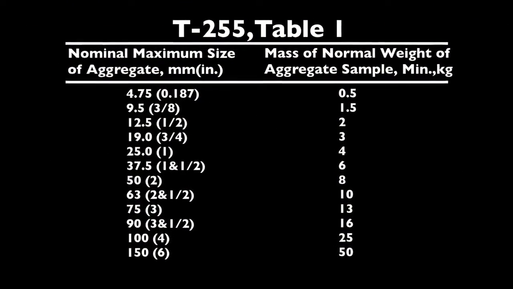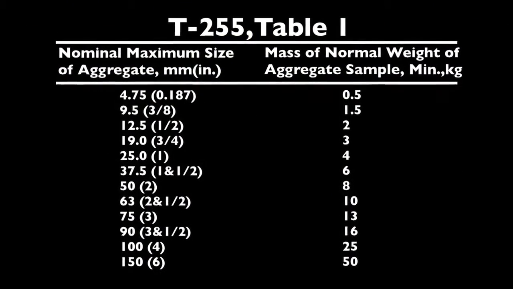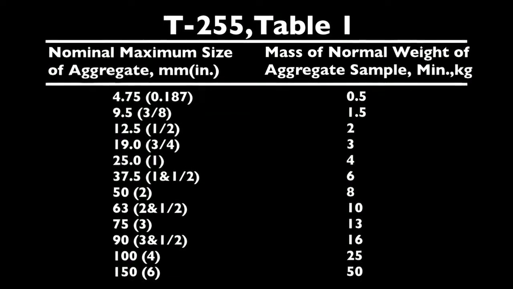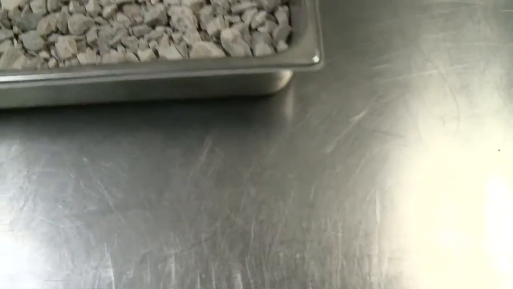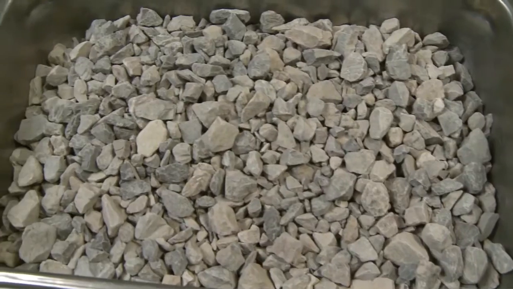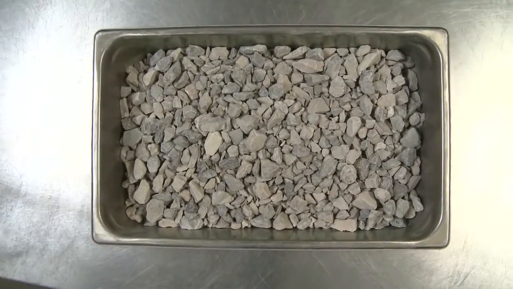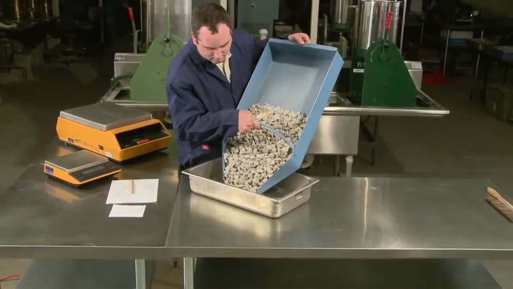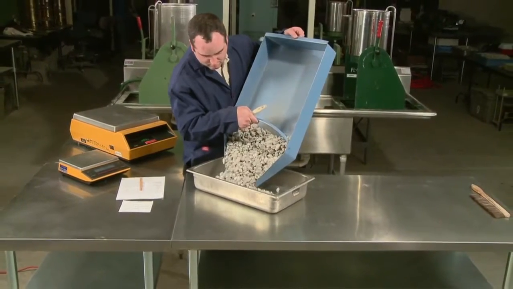Table 1 lists minimum sample sizes for aggregates of differing nominal maximum sizes. The depth of the sample must not exceed 1/5 of the container's narrowest width. Make certain that the sample mass meets the minimum requirement.